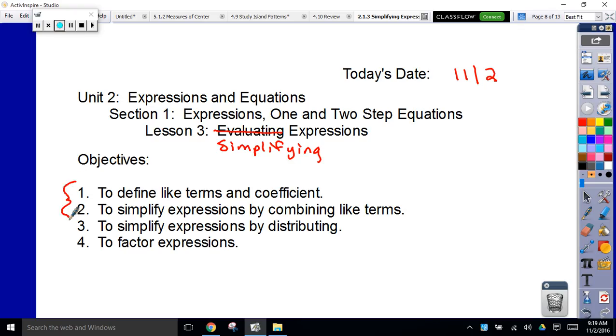We are only going to cover the first two objectives in today's lesson, and then day 2, we're going to do the third. Day 3, we're going to do the fourth. So we're splitting this up into 3 days. So it's a 3-day lesson.